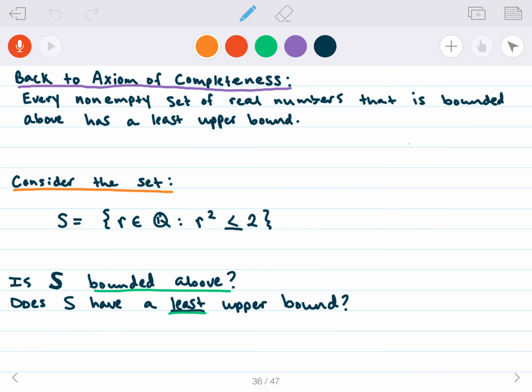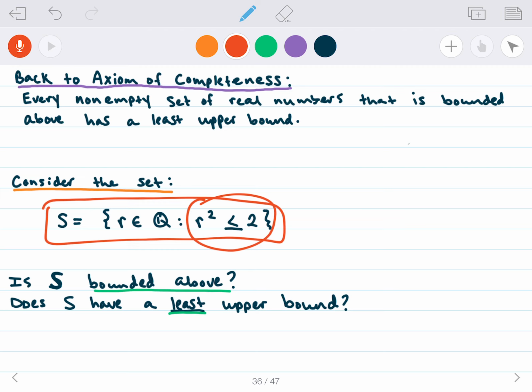Getting back to the axiom of completeness. The idea here is that we're going to complete Q by taking every set of Q and throwing in its least upper bound. To illustrate this with an example, let's consider the set of rational numbers S such that everything in the set is a rational number and this inequality holds: r squared is less than or equal to 2.